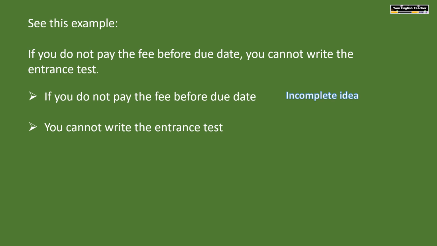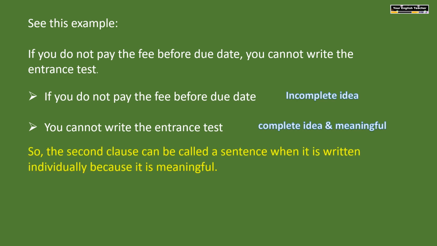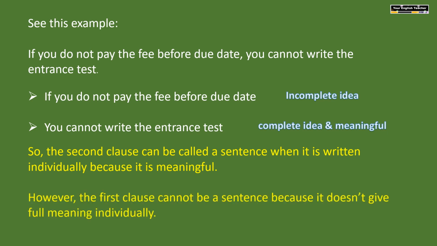Then what about the second clause? See, you cannot write the entrance test. It is complete in its meaning. It's a complete idea. So, the second clause here can be called a sentence if it is written individually because it is meaningful. It is giving some meaning. But the first clause cannot be called a sentence because it doesn't give full meaning when it is written individually or separately.